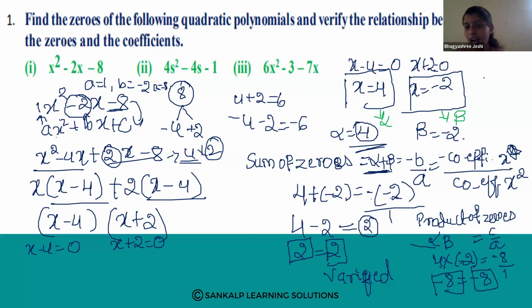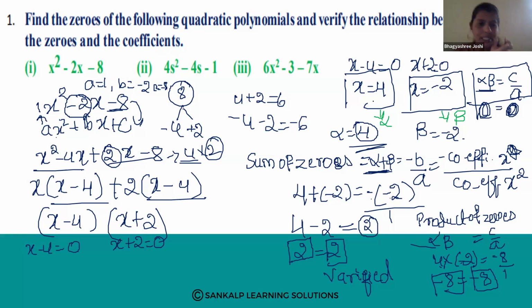That is why we say alpha into beta is equal to C divided by A. When you multiply the zeros alpha into beta, whatever value you get is equal to the value you get by calculating C divided by A. So both the values are same, therefore alpha into beta is C divided by A. That is why we state this relation. Understood? Do you have any doubt?